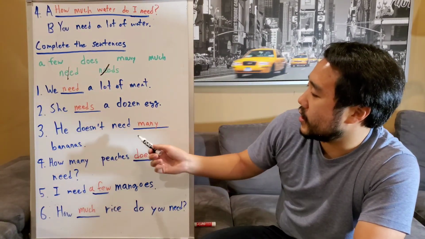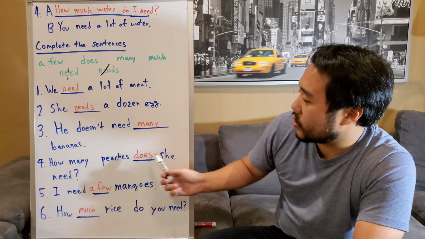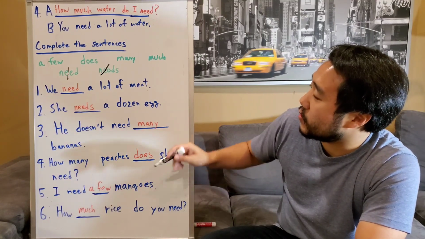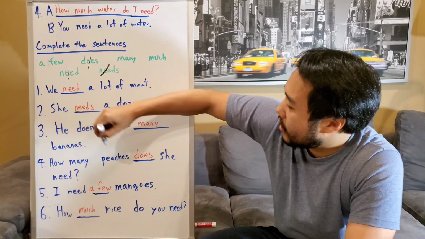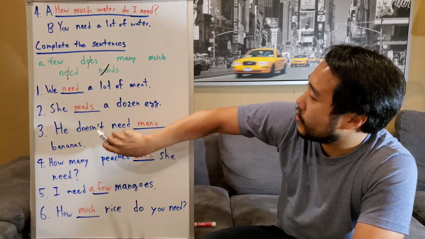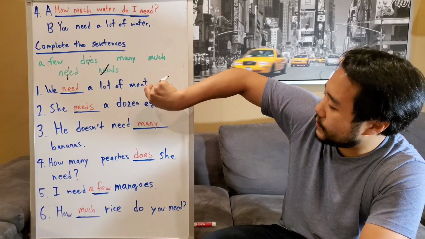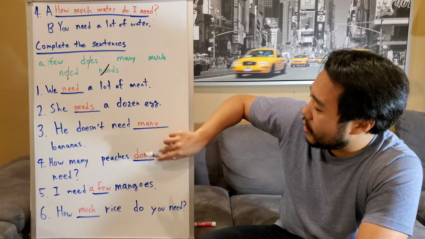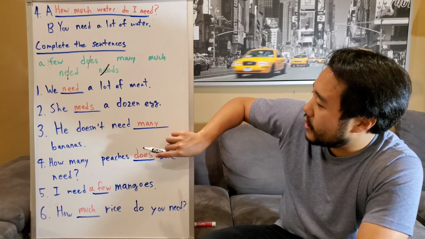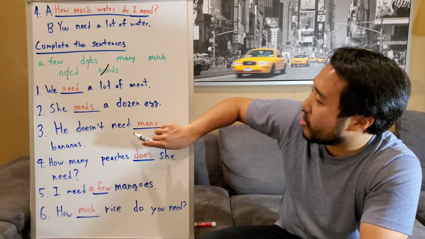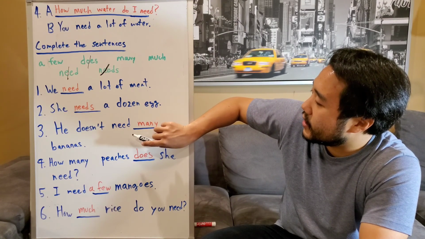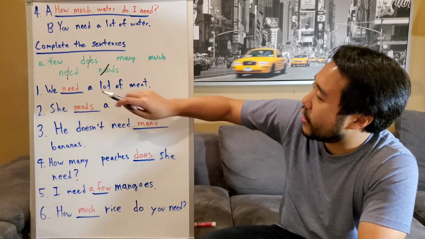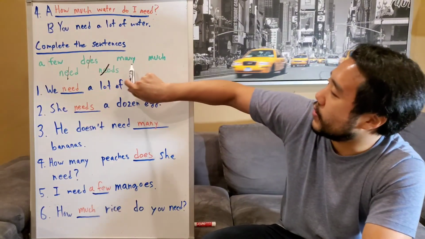And then he doesn't need many bananas. How many peaches does she need? Here we have does, and then because of the subject pronoun, I knew that the question needs to include the word does. And then here we have a few, many, and much. When I looked at this, bananas are countable, mangoes are countable, but it's very awkward to say he doesn't need. So we can get rid of much because these two are countable nouns, but then we have a few, quantifier a few, and then we have many left.